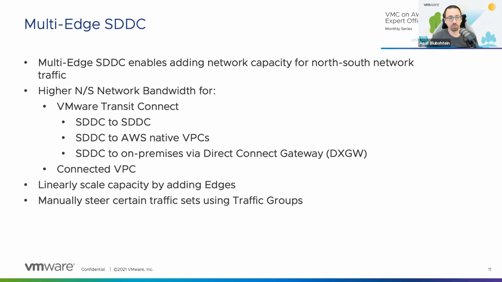This is something that manually needs to be enabled and also manually steered, so you can control which connectivity is using which edge, using traffic groups. And that is something that is leveraging source-based routing. So you do need to make sure of which segments or IP ranges within your SDDCs will use that specific edge. You can be very flexible with that. So we can move to the next slide.